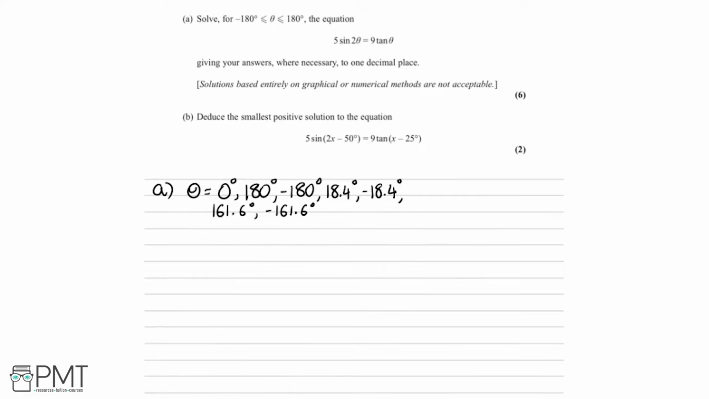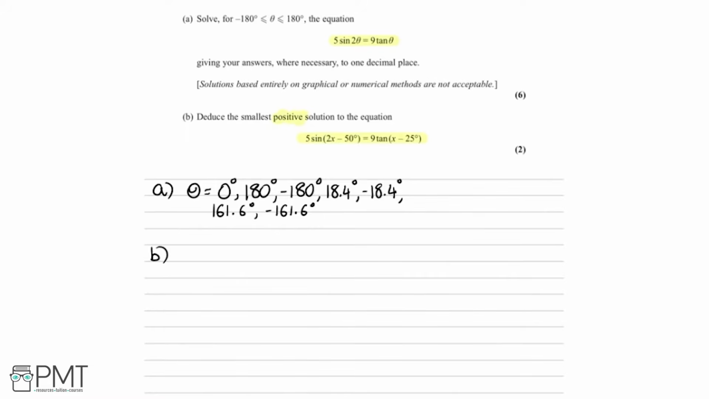So part B says deduce the smallest positive solution to the equation 5 sine theta of 2x minus 50 degrees equals 9 tan theta of x minus 25 degrees. And that's for 2 marks. So first thing I can see is that this equation in part B is actually very similar to the equation in part A. The difference being that theta has been replaced with x minus 25.